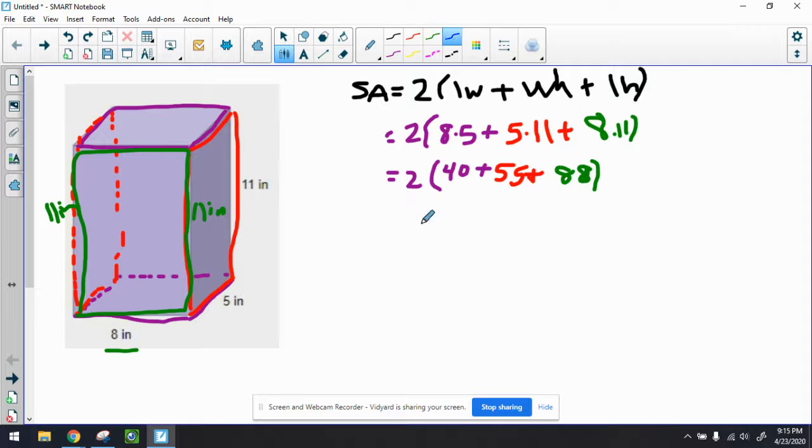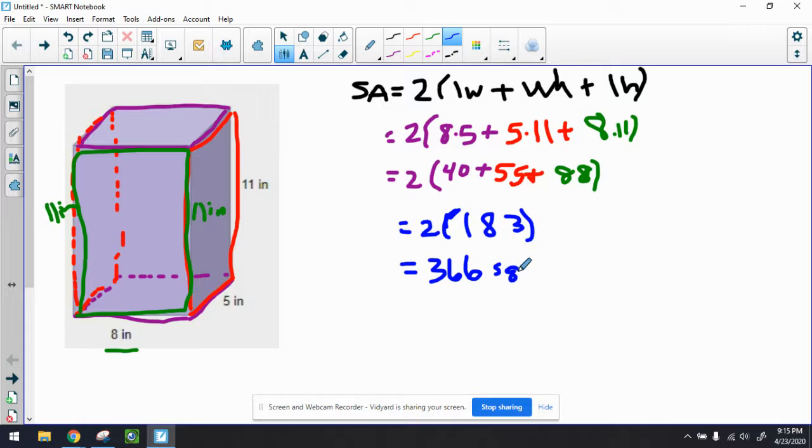So then we're just going to simplify this. Add 40 plus 55, plus 88. And then we get 183. And our last step, since that was just 3 of the 6 sides, is we multiply that by 2. And when we multiply 183 by 2, we're going to get 366. Because we're dealing with area here, we have to remember to label that in square inches.